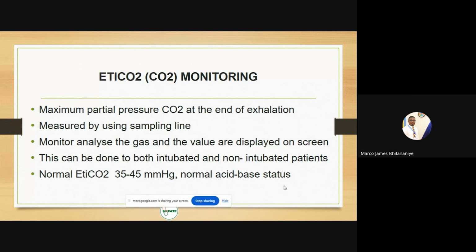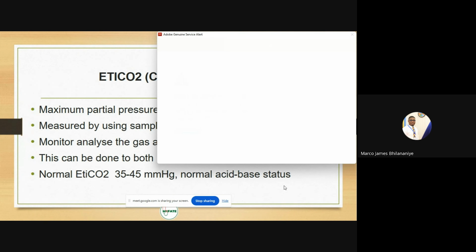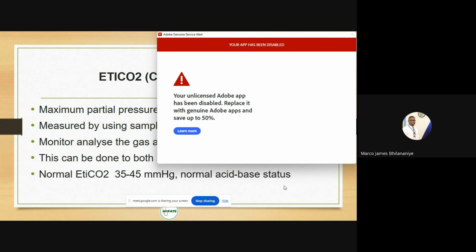This can be done for both intubated and non-intubated patients. So the normal EtCO2 ranges from 35 to 45 millimeters of mercury, and this will give you the normal acid-base status. However, for the patient with a traumatic brain injury, the level of this EtCO2 is recommended from 30 to 35. This is because the carbon dioxide level in our body has something to do with the cranial vessels, causing vasodilatation and vasoconstriction, to make sure that the perfusion to the brain is adequate.